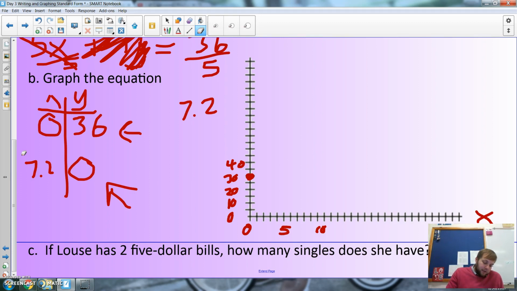My next spot is here, at 7.2, which is 5, 6, 7. So just slightly off of 7, 0. And there it is. I got my 2 points.